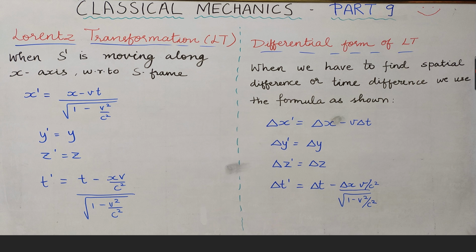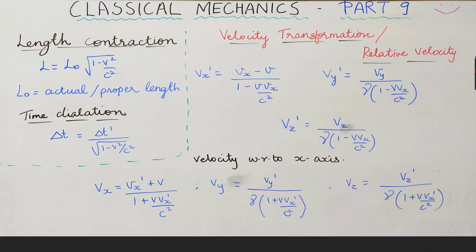And then the next important formula is the differential form of the Lorentz transformation. These formulas are very much required when we have to find the time between the two frames or the distance between the two frames. So this is a very important formula. So note this. And then these are some of the basic formulas. One is for length contraction and the other for time dilation. For length contraction, you'll have L naught. L naught is the actual or proper length. So wherever you get the actual length of the rod, or the proper length of the rod, it represents L naught. So keep this in mind.